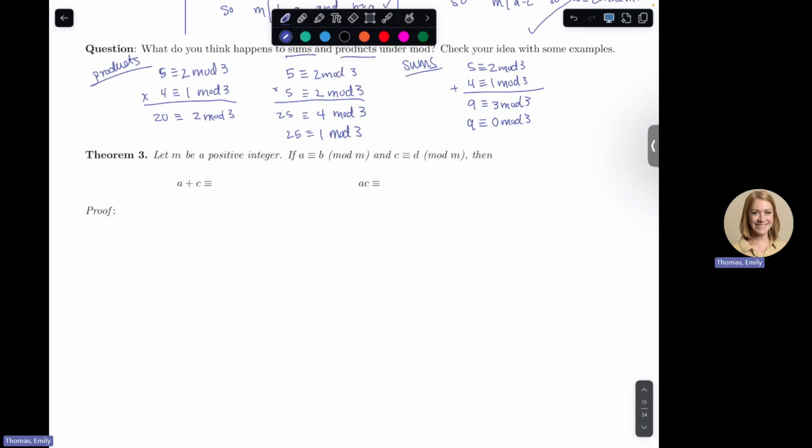So if A is congruent to B mod M and C is congruent to D mod M, then what happens when we add A and C? What do we have on the other side? A plus C would be congruent to B plus D mod M. And A times C would be congruent to what? B times D mod M. Yep.